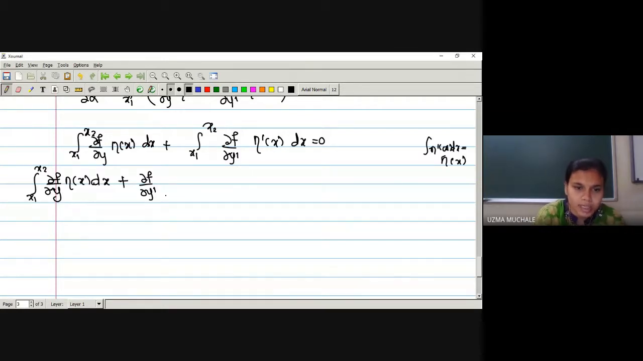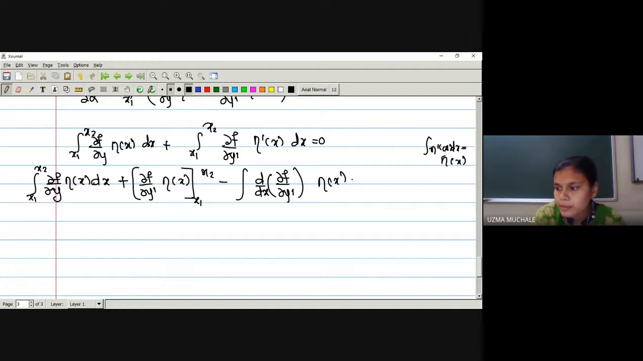Integration and derivative will get cancelled, and the resultant term is η(x) within the limits x1 to x2, minus the integration of the next term, which is d/dx of the first term. We kept this term as it is: d/dx of ∂f/∂y′ into η(x), dx is equal to 0.